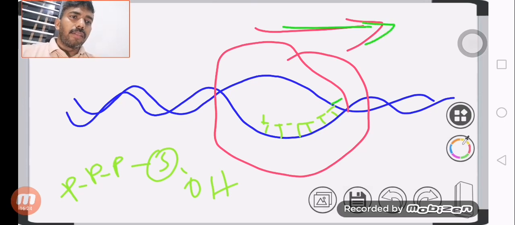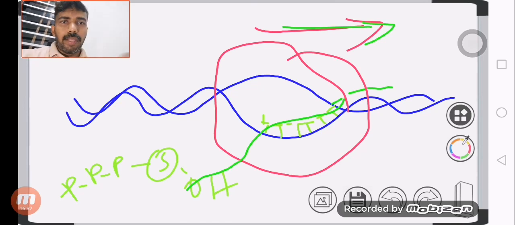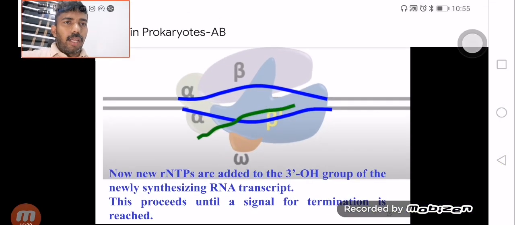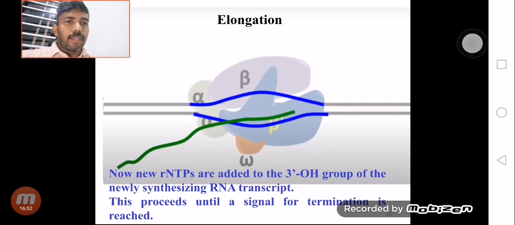And definitely there will be synthesis of new nucleotides. At the same time, what happens is the newly synthesized RNA will come down from the complex. So this will be the mechanism of elongation. So the elongation occurs in this region of the gene, and there will be the synthesis of new RNA molecule. That's what we call the primary transcript. So there is elongation process going on, and this continues until the transcription machinery encounters a termination signal in the gene.